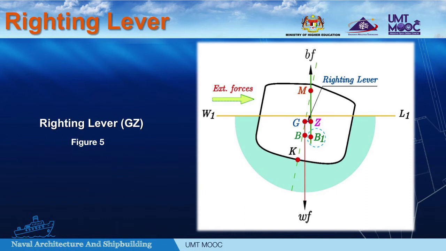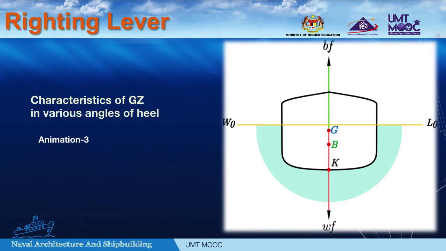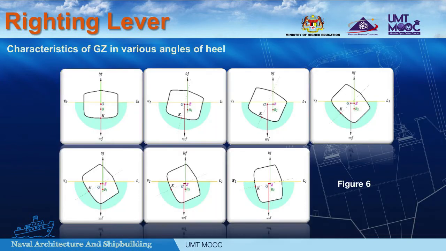To obtain more understanding of the righting lever GZ characteristic at various angles of heeling, we can find it in animation 3. When we snap the figures from animation 3, figure 6 shows that the righting lever GZ changes when the vessel is subsequently heeled. In addition, the most substantial point from figure 6 is to evaluate some GZ values with respect to the heeling angle of a ship, as will be shown in the next slide.